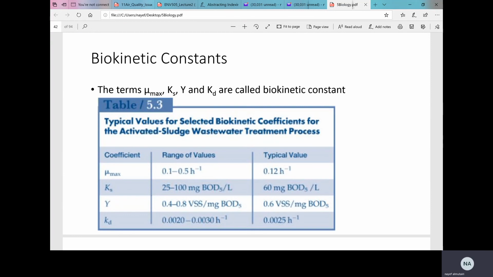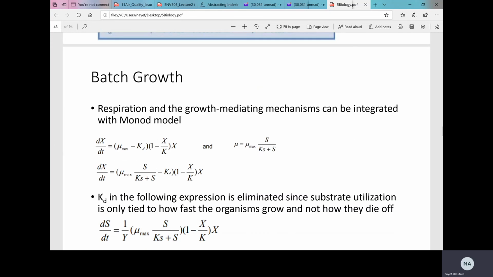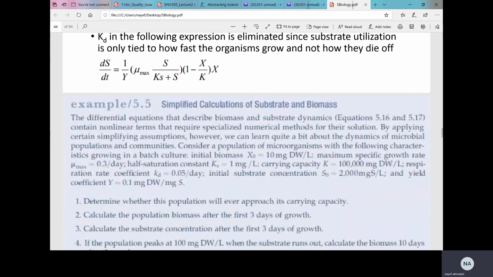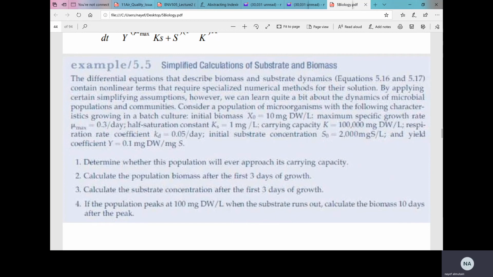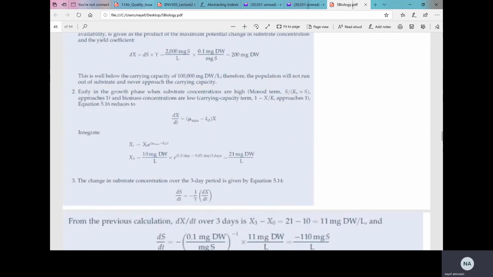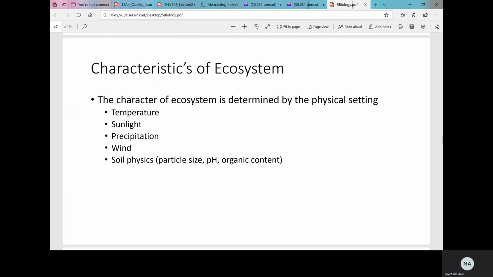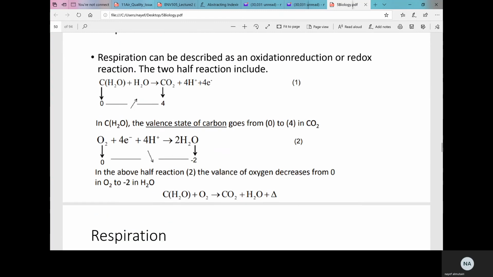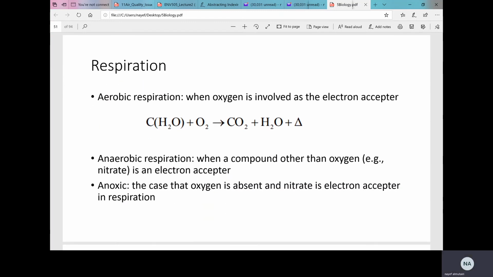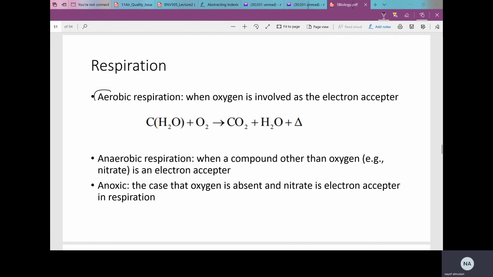So these are the standard mu max, Ks, yield, and Kd, the design biokinetic constants. And this is another example for simplified calculation of substrate and biomass. You don't have to go for this. What I need you to do is the following. Okay, so organisms. That one came in the quiz and will come in the final.